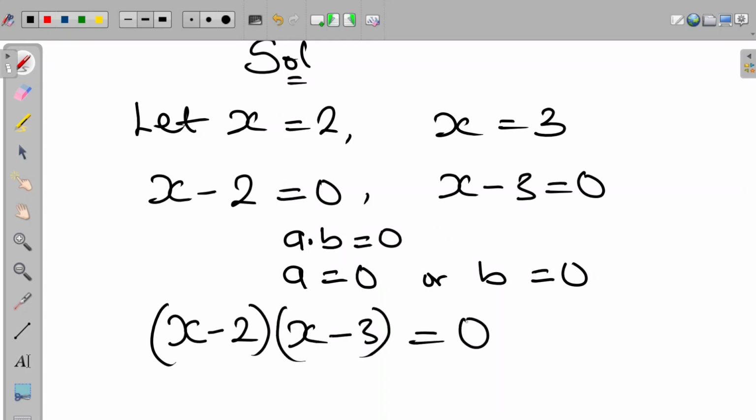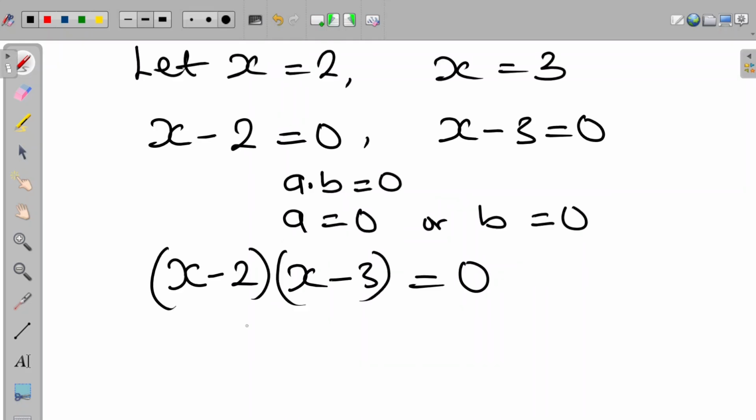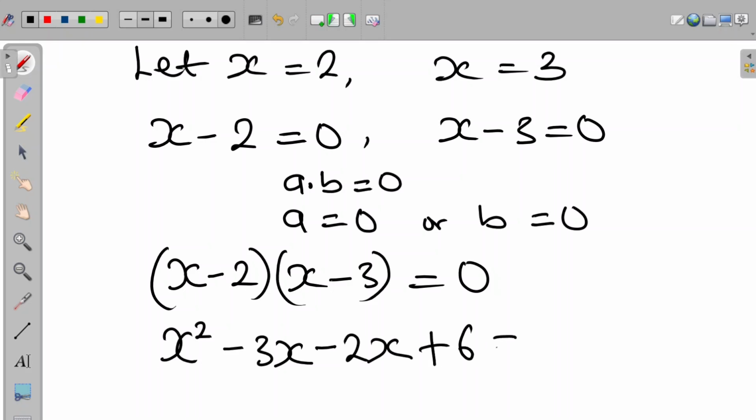is equal to 0. So from here, let us expand our brackets to obtain a quadratic equation. So x times x is x squared, x times minus 3 is minus 3x. Also, minus 2 times x is minus 2x. Minus 2 times minus 3 is plus 6 equal to 0.